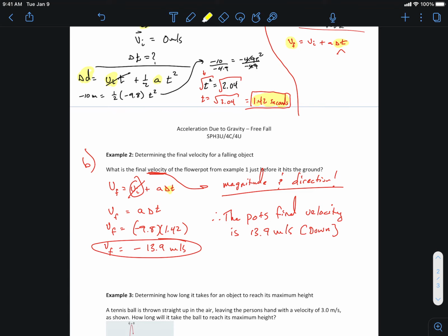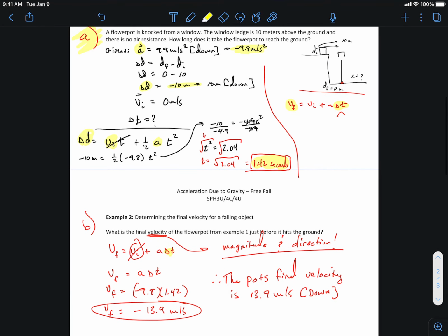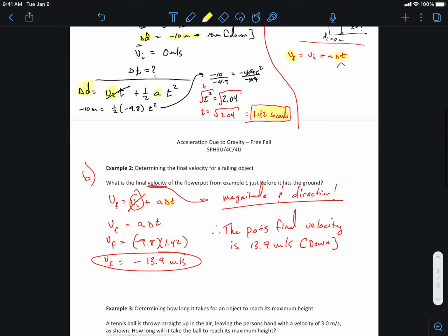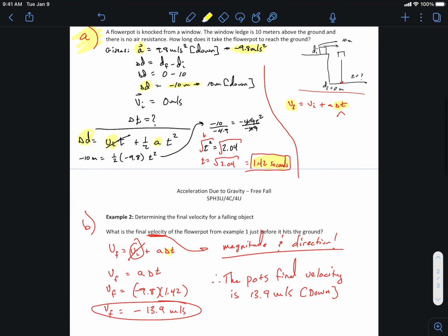Okay, but there are instances where this isn't going to be scaffolded nicely for you. You're just going to be asked, what's the final velocity? You're going to have to figure out, oh, I need the time in order to do this, or I need delta D in order to do this, just based on what they've given you. So that's sometimes the importance of having this list up here of things that you know and things that you do not know, because that sometimes puts you in a direction.